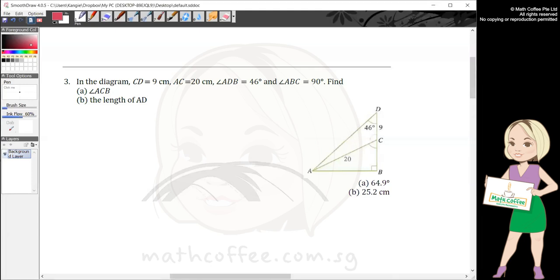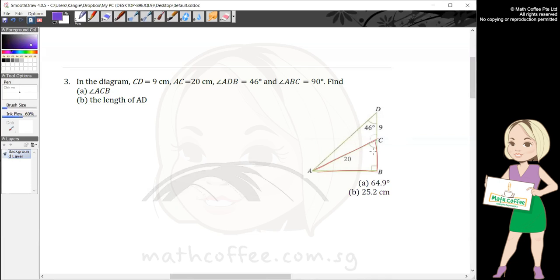Okay, they asked to find angle ACB. The bad news is when you look at this triangle, you notice that I only have a 20 there. Then I don't have any information to do anything, correct? Then let's look at the other triangles first.